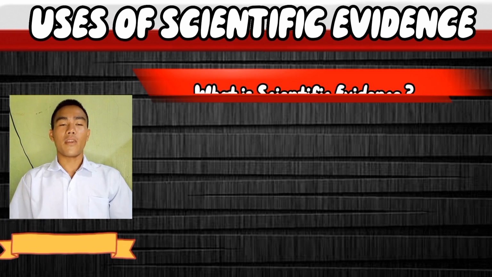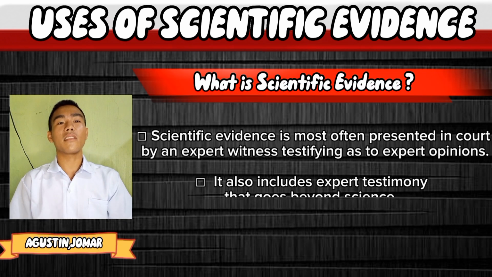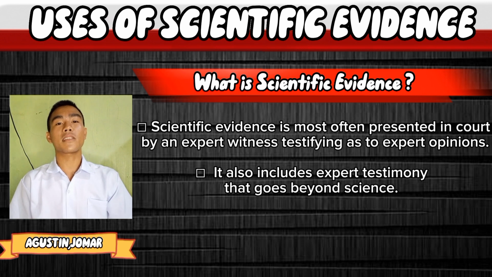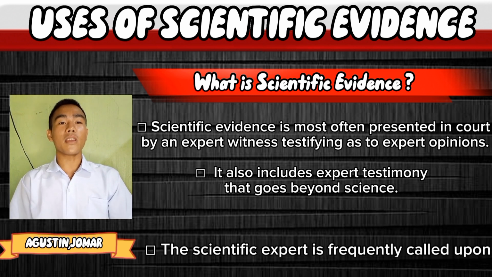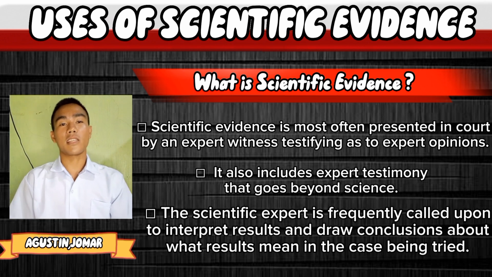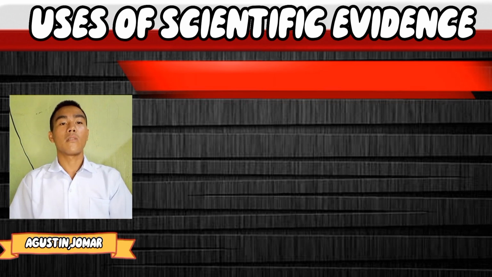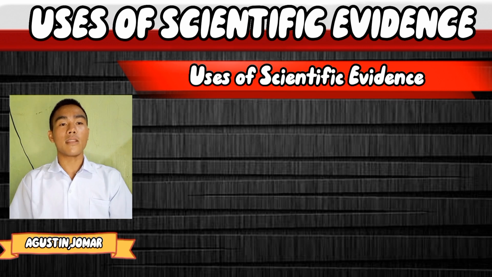What is scientific evidence? Scientific evidence is most often presented in court by an expert witness testifying as to expert opinions. It also includes expert testimony that goes beyond science. The scientific expert is frequently called upon to interpret results and draw a conclusion about what the results mean in the case being tried. So, the uses of scientific evidence.